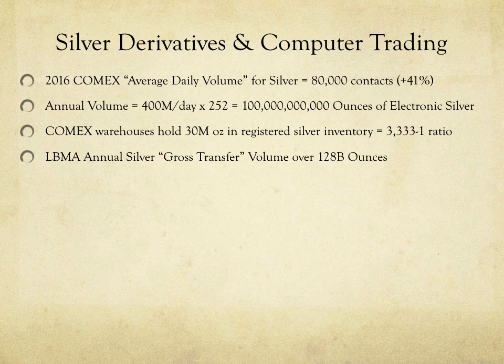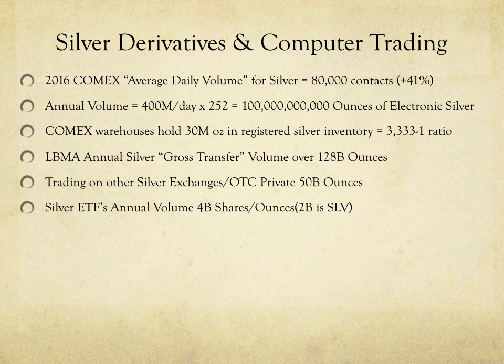And that's the insane thing about the LBMA, which is now falling apart, if you might have heard in the news lately, because it's supposed to be a physical market. And they're claiming, when there's only about 2 billion ounces of investable silver available, to transfer over 128 billion ounces every single year. That's ridiculous. Trading on other silver exchanges and over-the-counter private exchanges, I'm estimating about 50 billion ounces for those markets.